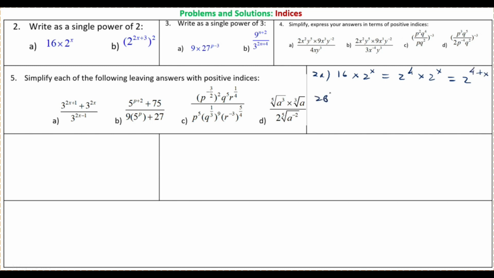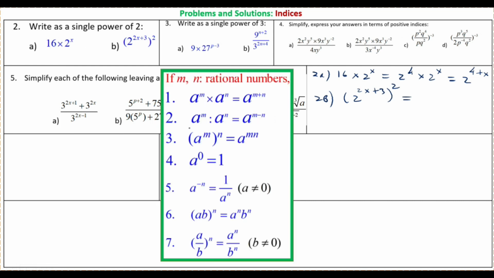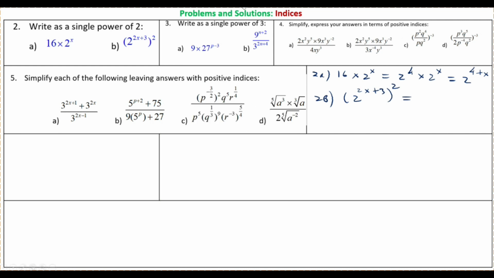Number 2b, 2 to the power of 2x plus 3, to the power of 2. So this is the third law. If you remember, we've got a to the m to the power of n equals a to the power of m times n. So that's the law that we are going to use.